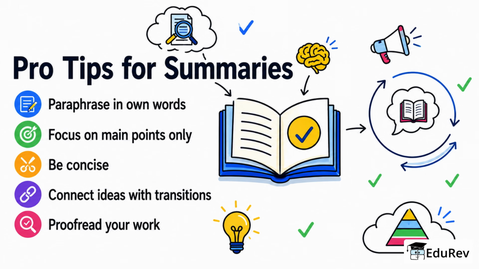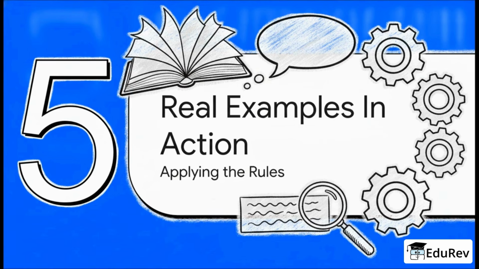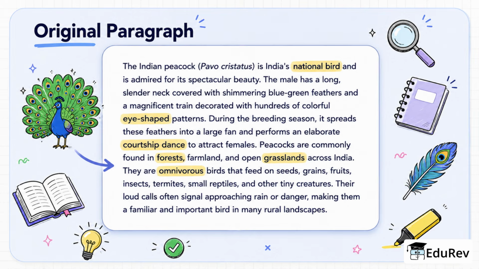Be concise with short sentences. Connect your ideas beautifully with transitions. And of course, always proofread before you wrap up. Section 5. Real examples in action. Now it's really cool to see how we actually apply these rules to real text. Take a look at this detailed paragraph about India's national bird, the peacock.